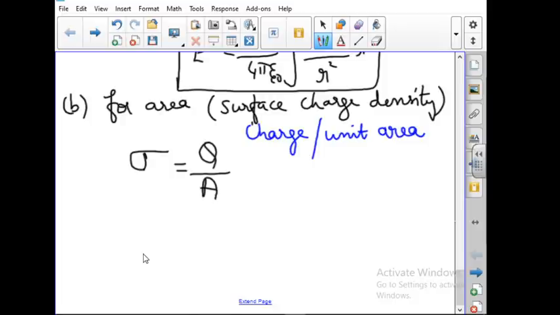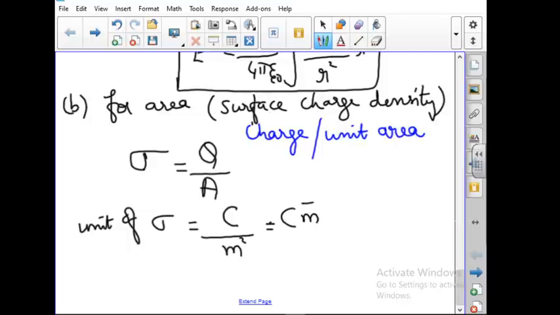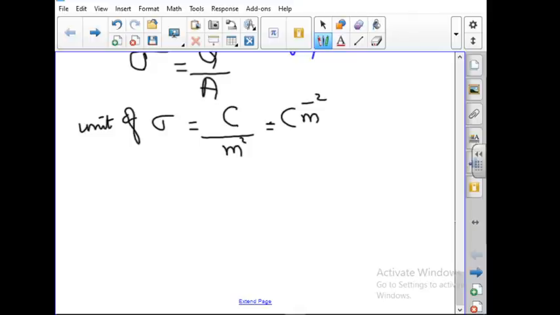And what is the unit of this quantity? The unit of charge is coulomb. Unit of sigma is equal to unit of charge, coulomb, and unit of area is meter squared, so it can be written as C m power minus 2. That is the unit of surface charge density.